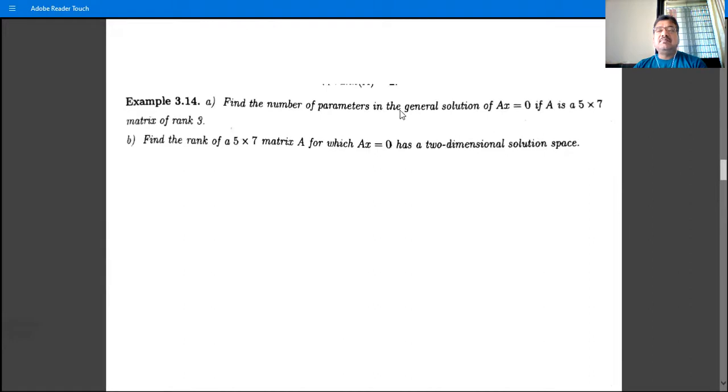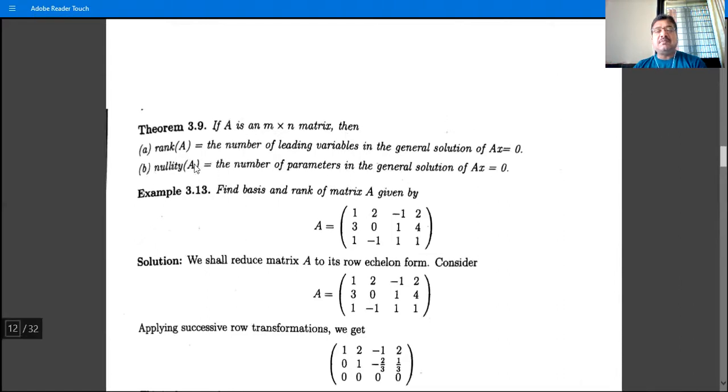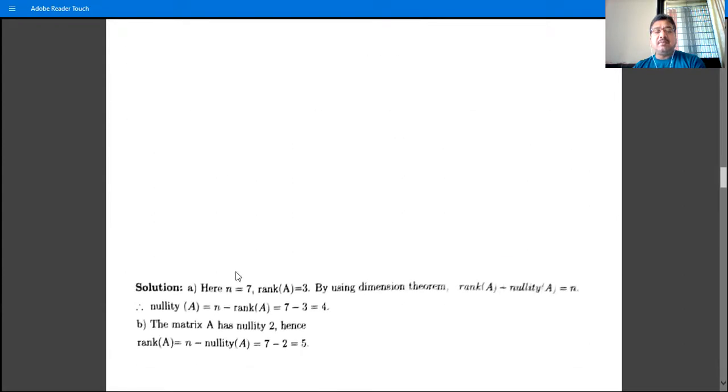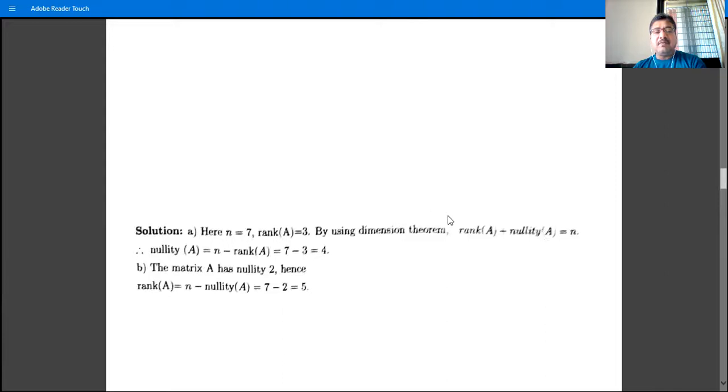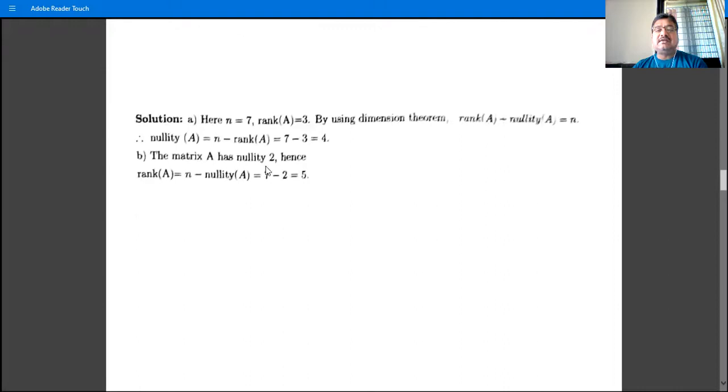Find the number of parameters in the general solution of Ax = 0 if A is a 5 by 7 matrix of rank 3. That is, we have to find the number of parameters in the system, and the number of parameters in the system is the nullity of A. Indirectly, the rank is given and we have to find the nullity. So use the rank-nullity theorem: rank of A plus nullity of A is equal to the number of variables, the number of columns in the matrix. This A is of order 5 by 7, meaning there are 5 rows and 7 columns. So by that theorem, rank of A plus nullity of A is equal to 7, and so we have to find the nullity of A.